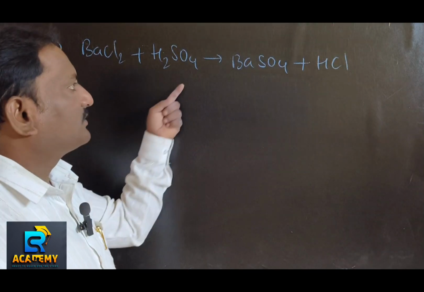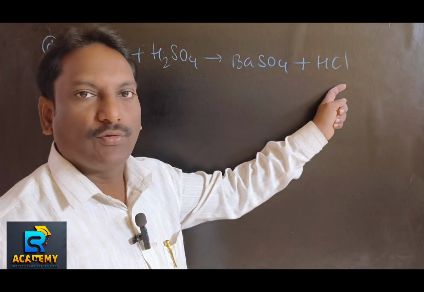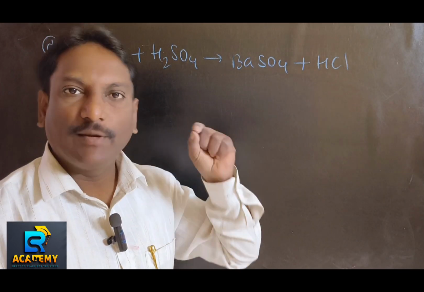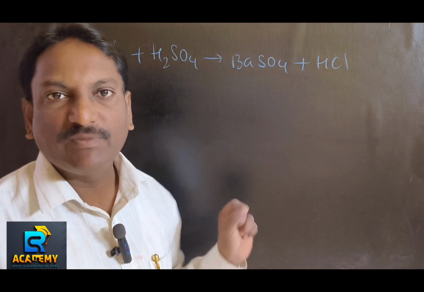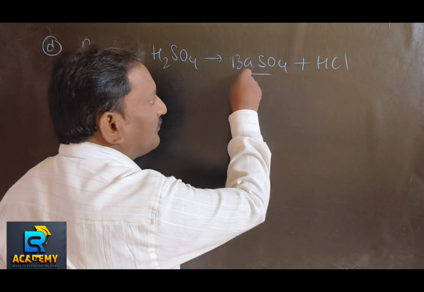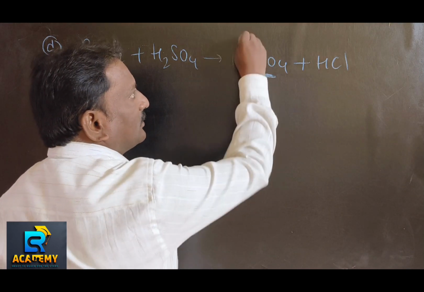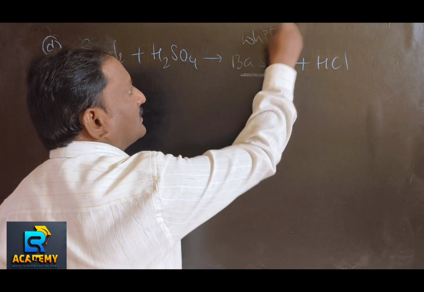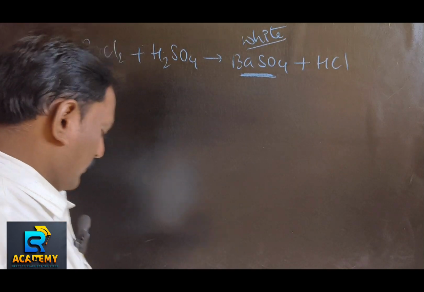Next, barium chloride with sulfuric acid gives barium sulfate and hydrochloric acid. This is also a double displacement reaction and at the same time a precipitation reaction. Here barium sulfate is a white precipitate. Right. Let us check.